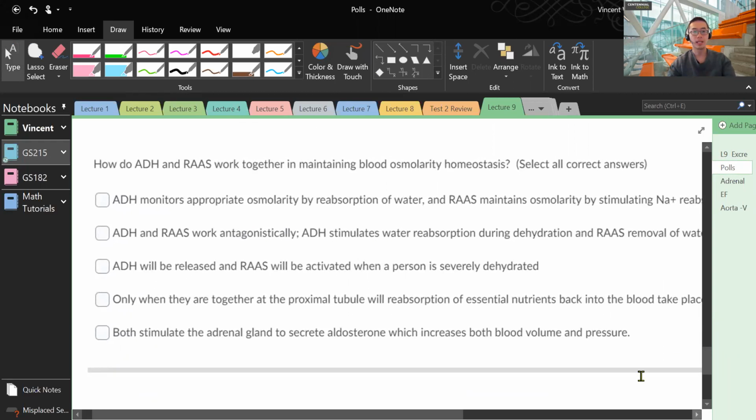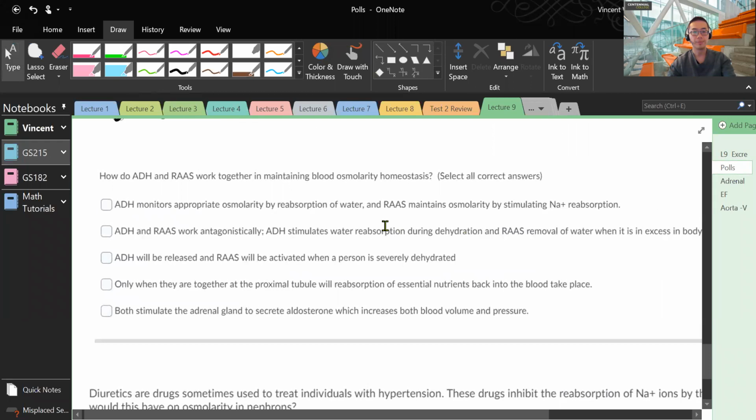Okay, well, this one is a mouthful. Let's do it together. How do ADH and RAS work together? ADH, I didn't really talk about it in the tutorial. ADH basically helps conserve water. When you are severely dehydrated, you will have ADH that helps you reduce urine output. RAS, we know, is going to increase the BP. So how do they work together to maintain blood osmolarity?